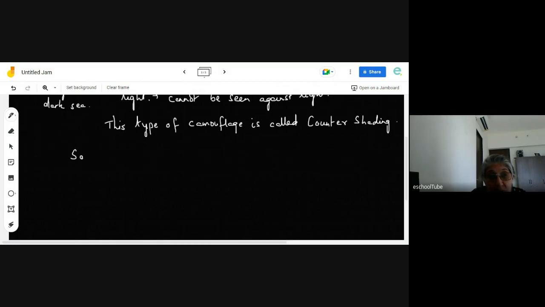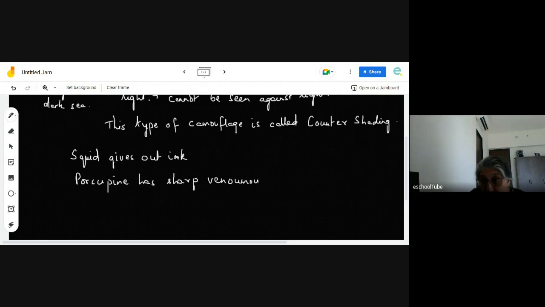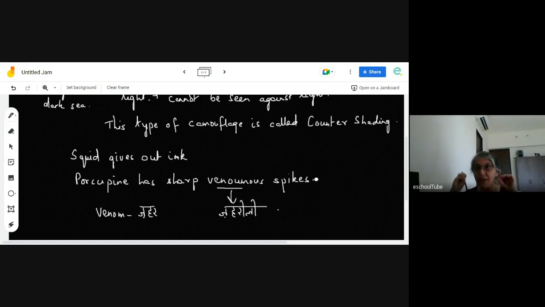स्क्विड क्या करता है रासिक? स्क्विड गिव्स आउट इंक. उससे उनको क्या होगा? इंक जब वो डालेगा तो दिखेगा ही नहीं उनको, आंख में इंक जाएगी. देन पॉक्यूपाइन का क्या होता है? पॉक्यूपाइन हैज शार्प venomous spine. हाँ शार्प वेनेमस. वेनेमस का क्या मतलब होता है? स्पाइक्स. वेनेमस होता है जहरीली, फुल ऑफ वेनम. वेनम होता है जहर. तो जहरीली स्पाइक्स होती हैं उसकी, जिससे कोई भी उसके पास आता है तो वो चुभा देती है और वो अपने आप को बचा लेती है. सो दीज आर ऑल डिफेंस मैकेनिज्म्स. व्हाट आर दीज? डिफेंस मैकेनिज्म्स.